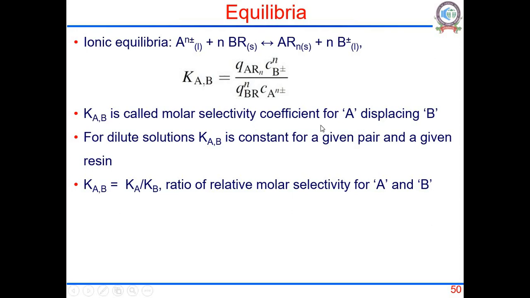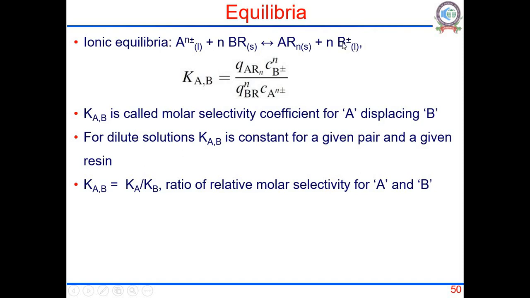So let's look at the equilibria. Ion exchange equilibria can be written in the ionic form. Let's say A^(n+) ions, with charge n, from the liquid are getting exchanged with B ions from the resin. R is the resin, and because the charge is n, we will require n ions of B, and so they will be in equilibrium with A getting loaded onto the resin and the B coming into the solution.